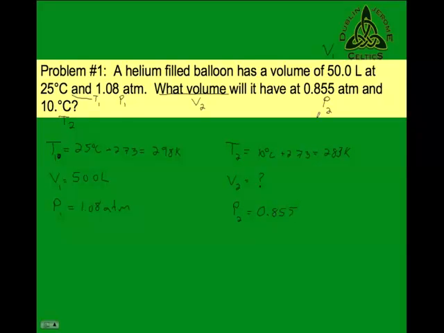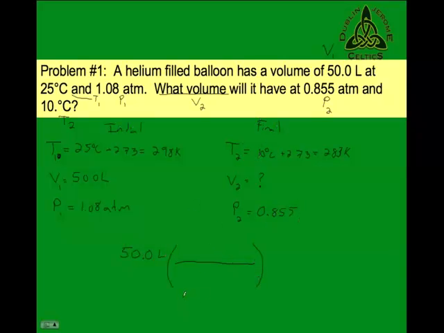Okay, now I've got 3 variables to start with, initial, and 3 in the final. So what's going to happen as these conditions change? I want to see what's going to happen to my volume. 50 liters is what I'm starting out with. And we're going to use the ratios just like we did before. First one, let's look at the temperature ratio.